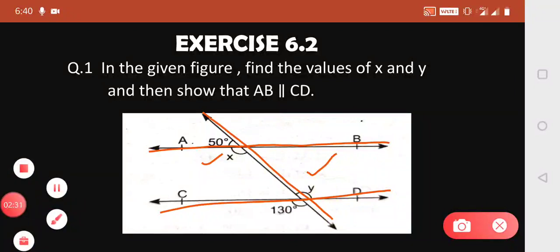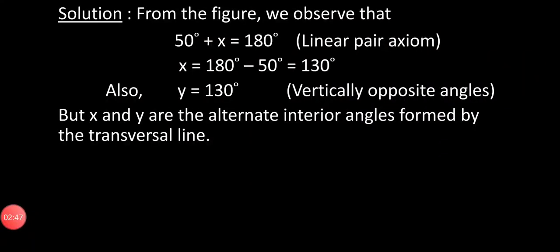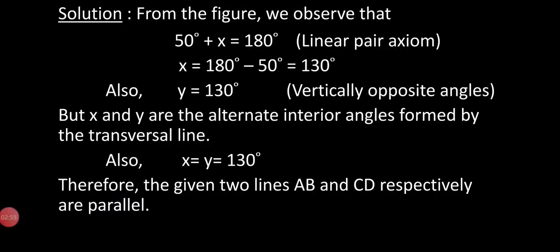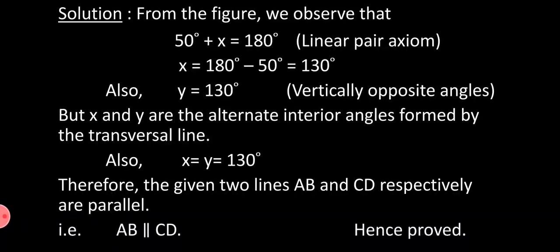and as these both values of x and y we found out are equal, 130 degree, we say that the given two lines, that is AB and CD, are parallel to each other. Also x equal to y equal to 130 degree. Therefore, the given two lines AB and CD are parallel, that is AB parallel to CD. Hence proved.